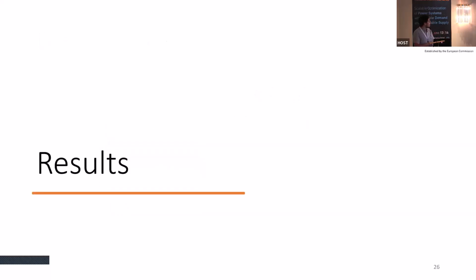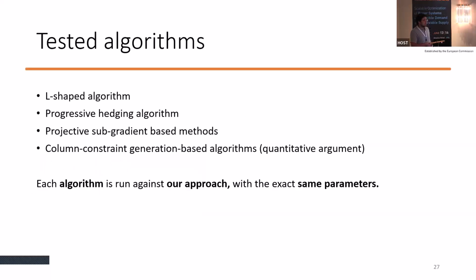Now let's go and discuss some results. We have tested a variety of alternative techniques. For instance, we have considered the L-shaped method. We have also considered progressive hedging. We have also considered a projective subgradient-based method. And we also considered a column and constraint generation-based algorithm. For this last one, we didn't implement it, but rather provide a quantitative argument explaining why it won't work for our scheme.